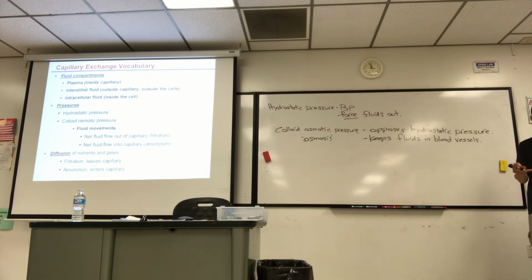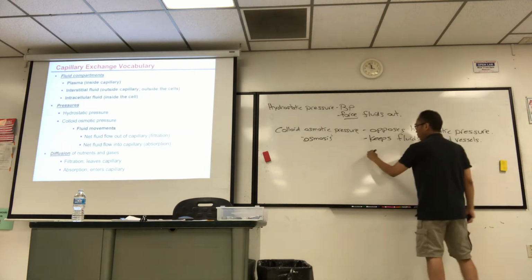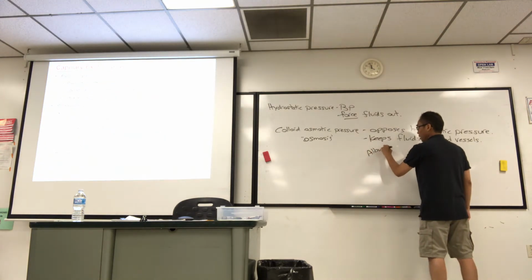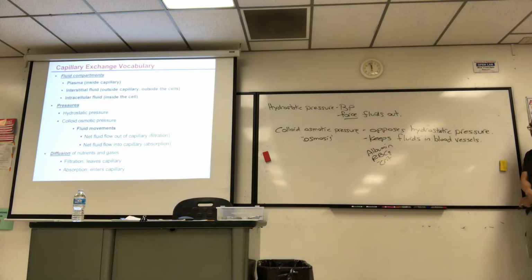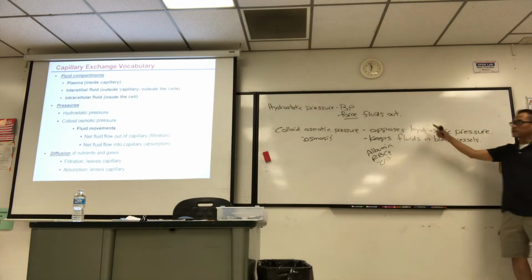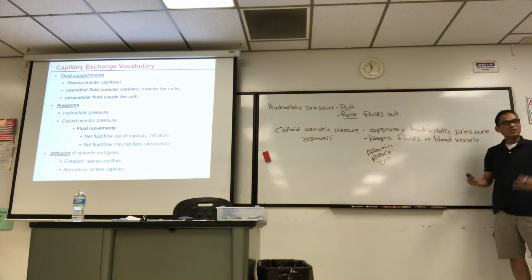So if you have more stuff in the blood, like albumin, red blood cells, your crit. Crit is short for hematocrit, which is the estimation of your red blood cell count. Stuff that keeps fluids in there is opposing hydrostatic pressure. It's like a sucking pressure. Fluids are drawn into you with high colloid osmotic pressure.